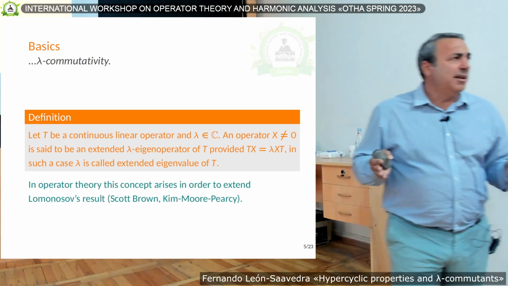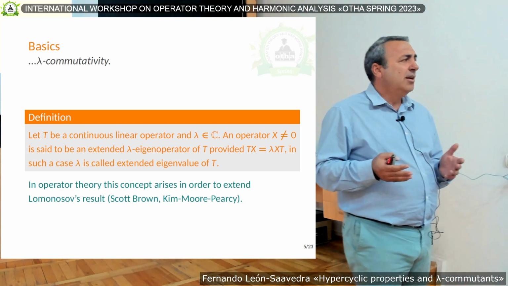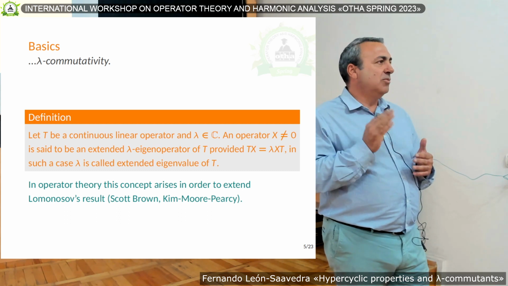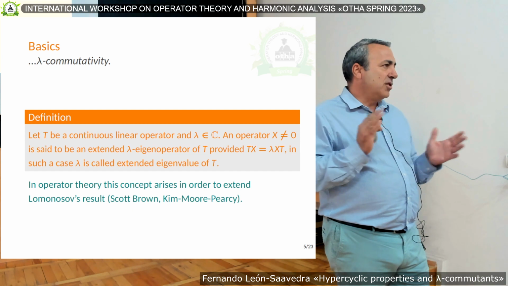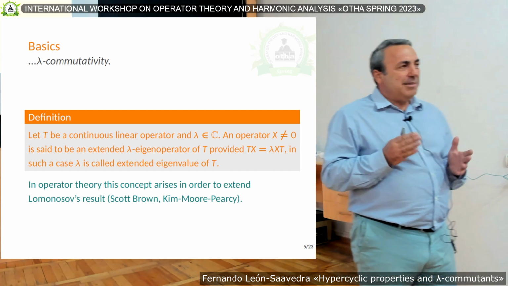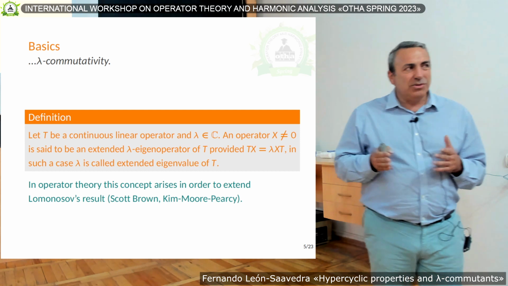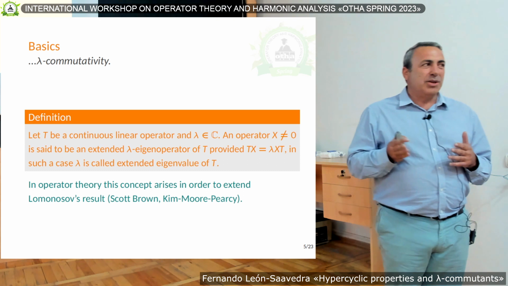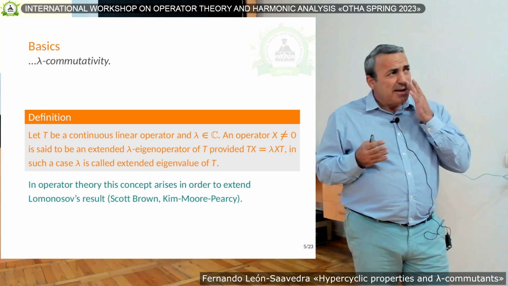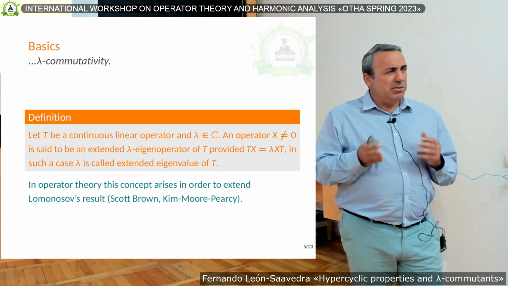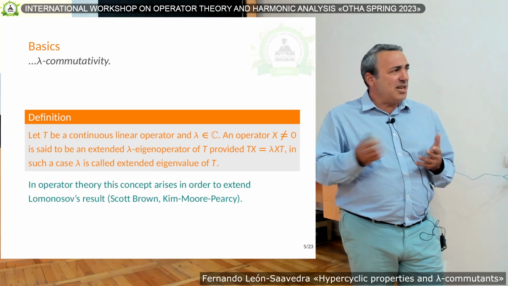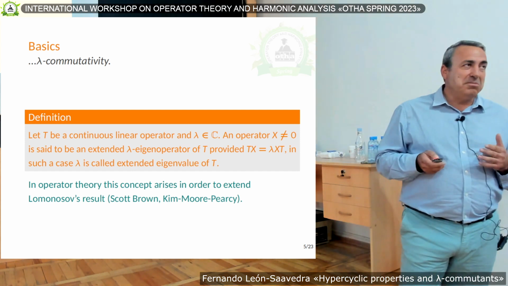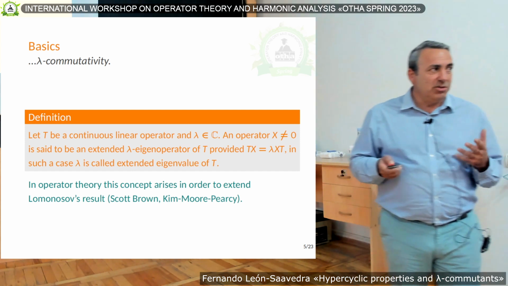And lambda commutativity. Lambda commutativity means commutativity up to a factor, where the factor is complex. This terminology was introduced by John Conway and Gabriel Prajitura. I like it. But this relation is not symmetric. And now people are using the following notation.